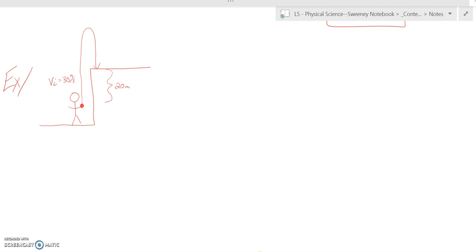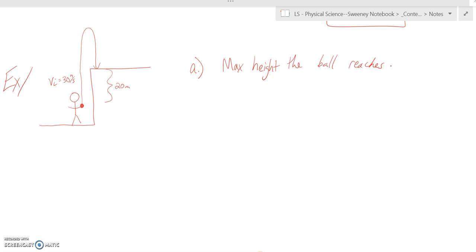And let's find a couple of different things. Let's find the maximum height the ball reaches as part A. And in part B, we'll find how long it takes to land.